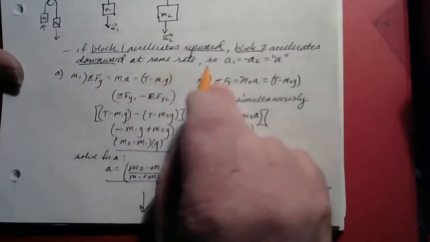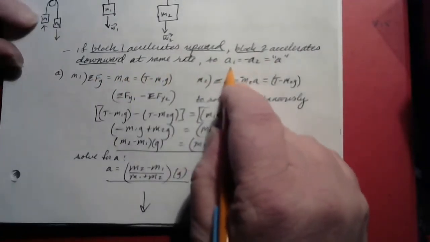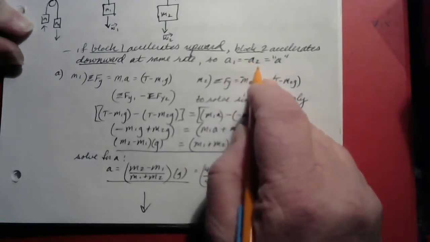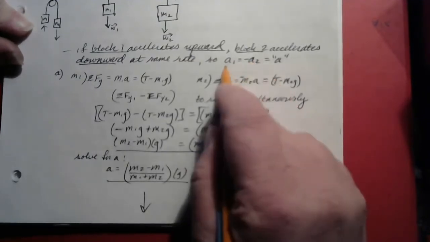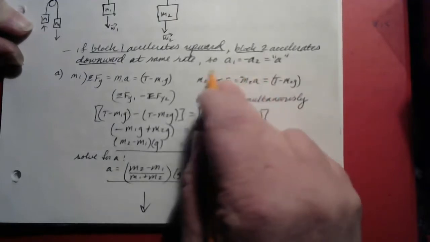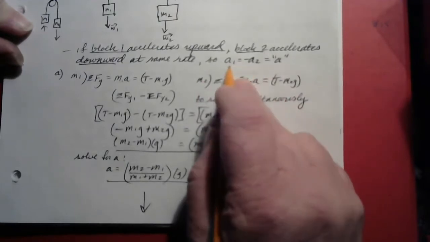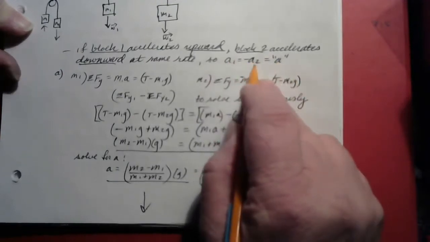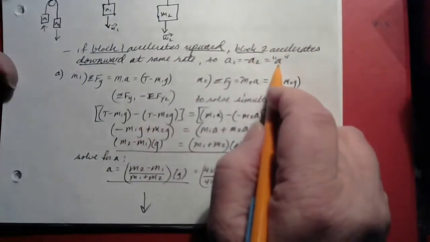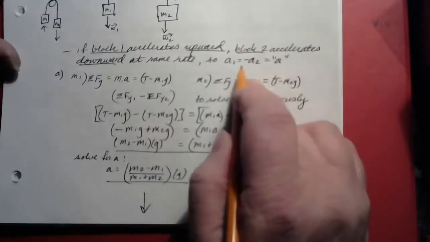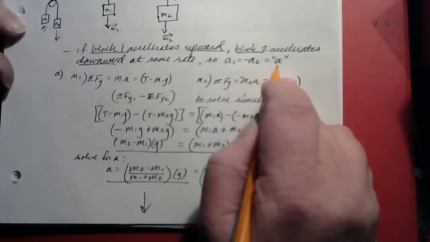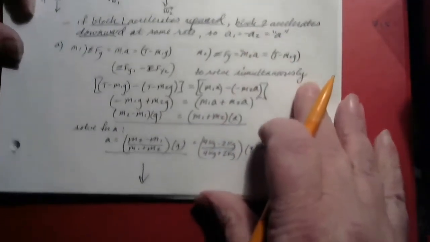Okay, and since the rates are the same, we can say that acceleration for block 1 is equal to the negative of the acceleration for block 2, because if we're taking the direction into account, then upward would be positive and downward would be negative. And in terms of the magnitude of the number, we're just going to call that A. So A1 will be equal to A, and negative A2 will also be A.